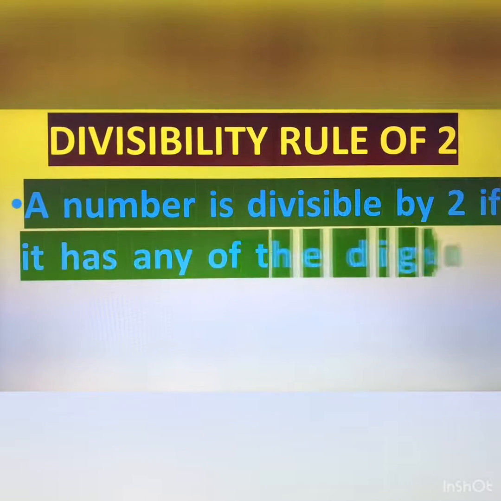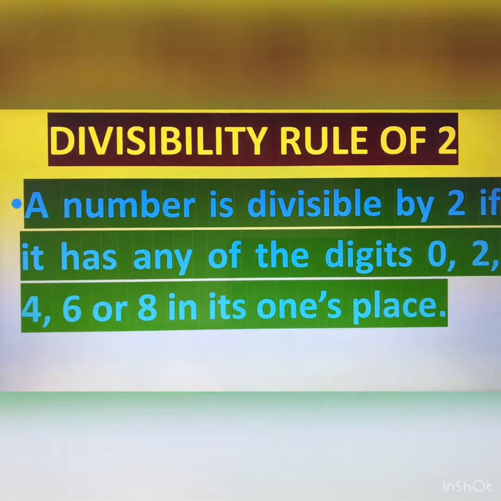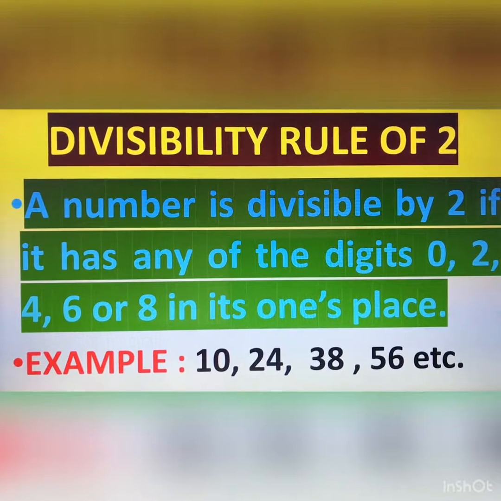A number is divisible by 2 if it has any of the digits 0, 2, 4, 6 or 8 in its ones place. Then the number is divisible by 2. For example, 10, 24, 38, 56, etc. All these numbers are divisible by 2 because these numbers contain 0, 4, 6, 8 at the ones place of the number.